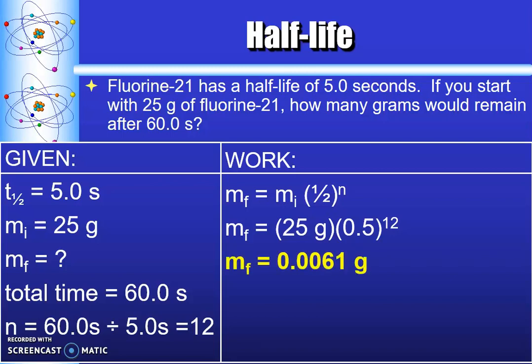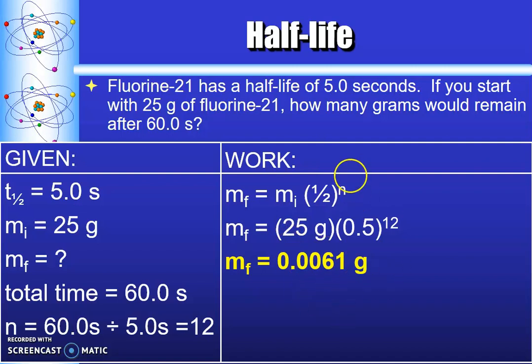Now you want to be careful. Make sure you do the order of operations correctly. If you just type this into your calculator, it likely will give you the wrong answer. You want to make sure that you do 0.5 raised to the 12th first, then multiply that answer by the 25 to get your final answer of 0.0061 grams will remain.